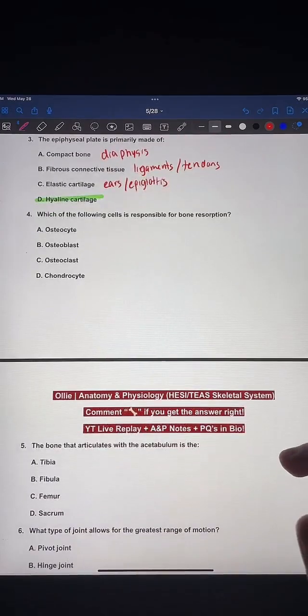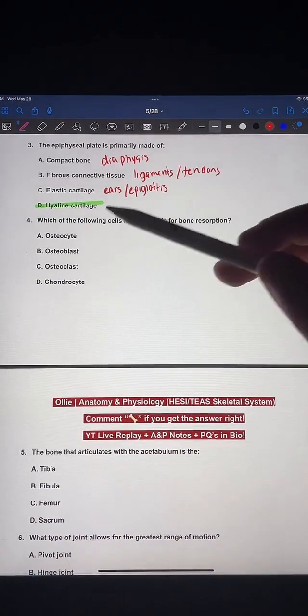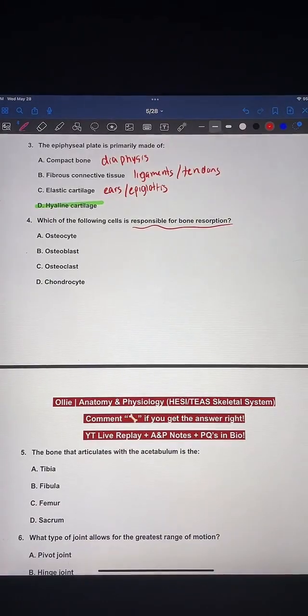Alrighty. Moving on to number 4. Which of the following cells is responsible for bone resorption? Resorption.